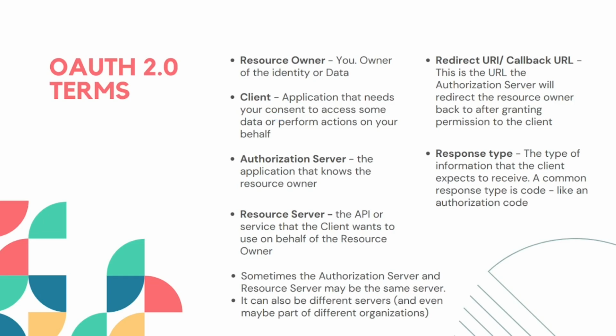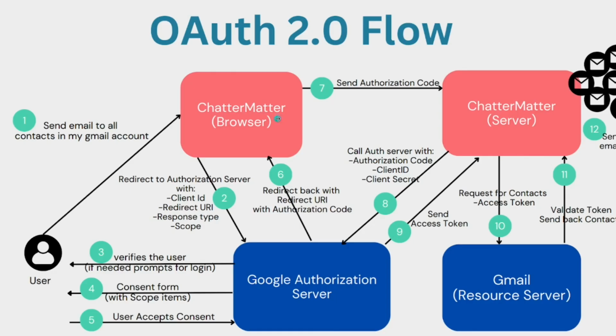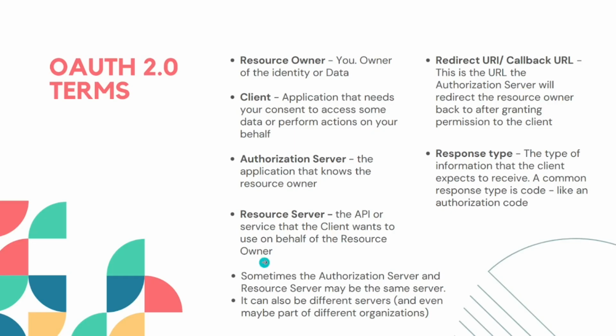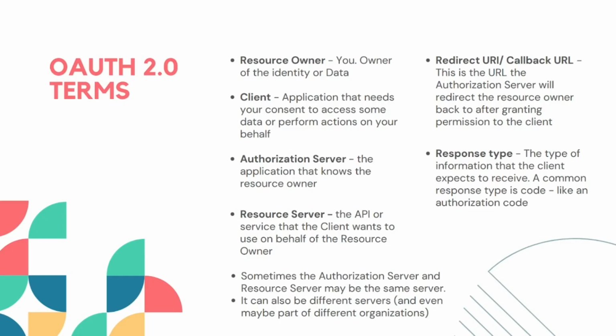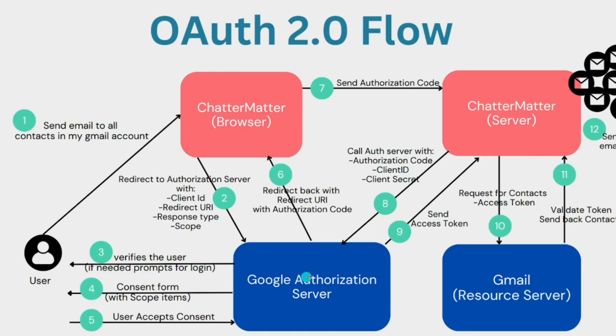Authorization server, the application that knows the resource owner. So in this case, the authorization server is Google's authorization server. Resource server. Resource server is the API or the service that the client wants to use on behalf of the resource owner. So in this case, the client wants to use Gmail to get the access to get the contacts. So resource server is the Gmail. Sometimes the authorization server and resource server may be the same server. It can also be different servers and even part of different organizations. So in this example, we have shown the resource server and the authorization server as two different servers. In some cases, it can be the same server. In some cases, it can be different and even part of different organizations as well.